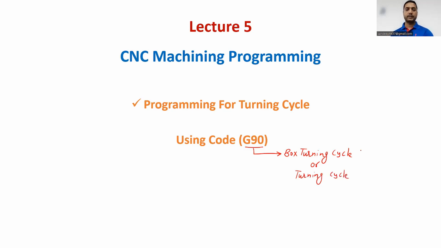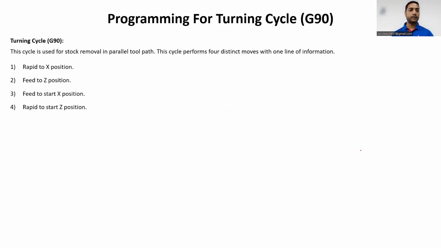Let me explain this turning cycle to you in a detailed way. This cycle is used for stock removal in a parallel toolpath, and this cycle performs 4 distinct moves with one line of information. So this is the key point over here. When we use G90 code, it will execute 4 distinct moves with just one line of information. And the 4 distinct moves are mentioned here.